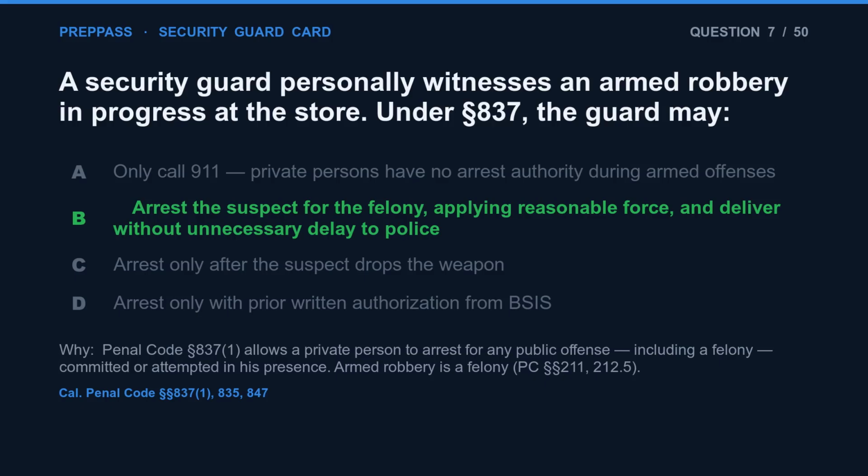The correct answer is B. Penal Code Section 837(1) allows a private person to arrest for any public offense, including a felony, committed or attempted in his presence. Armed robbery is a felony, PC Sections 211, 212.5.